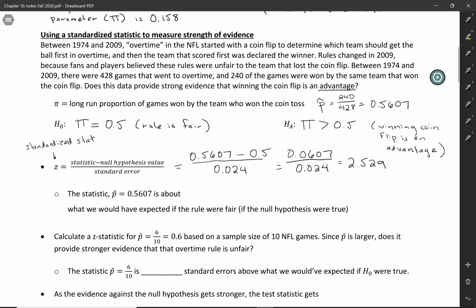And we can interpret that by saying that our statistic, 0.5607, is about 2.529 standard errors, and it's higher, it's a positive number, so it's 2.529 standard errors above what we would have expected if the rule were fair, if the null hypothesis is true. Right, so this is another way of saying how extreme is this value.